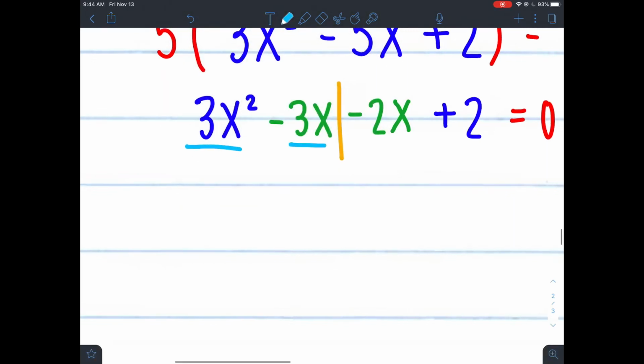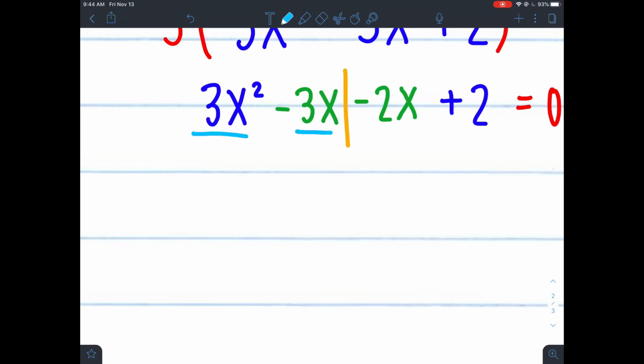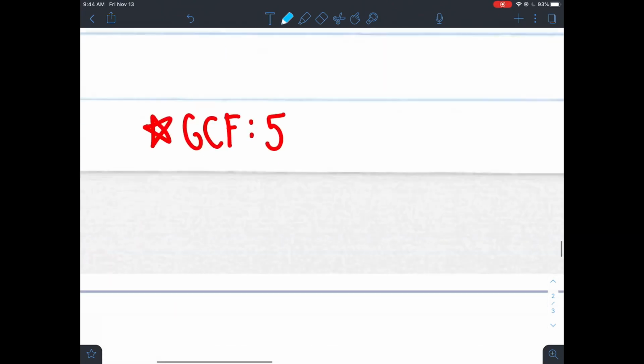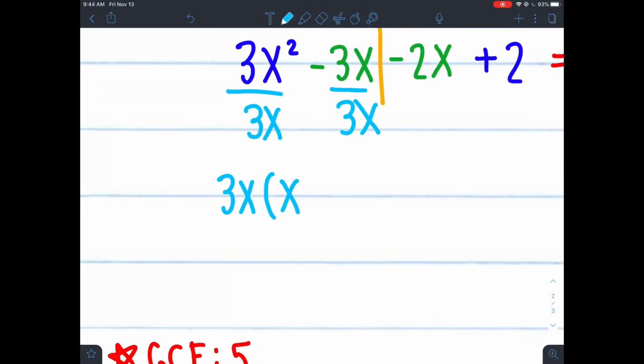So in our first group here, I'm going to factor out the largest thing I can. So the largest number is 3, but I can also take out an x. So the largest number is a 3, largest variable is an x, so GCF is 3x here. Now 3 divided by 3 is 1, so I technically have a 1 left, but I don't usually write that 1 unless I have to. And then x squared divided by x is going to leave us with a single x. Negative 3 divided by 3 is negative 1, and x divided by x cancels.